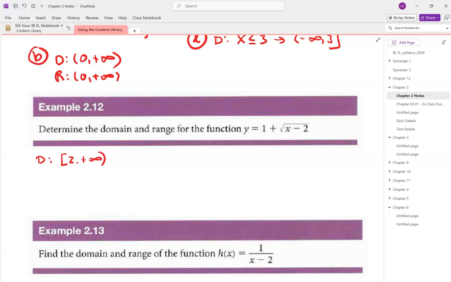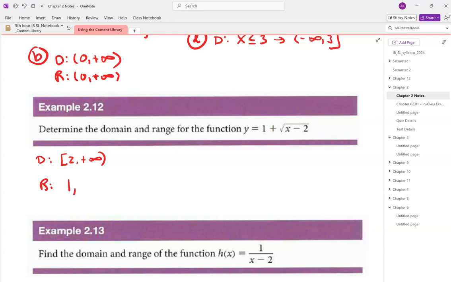But with the bracket, right? Because it's or equal to. What's the range going to be? Okay, what's the smallest thing that can come out of that square root? 0. So what's the smallest y value got to be? Plus 1, right? So 1.